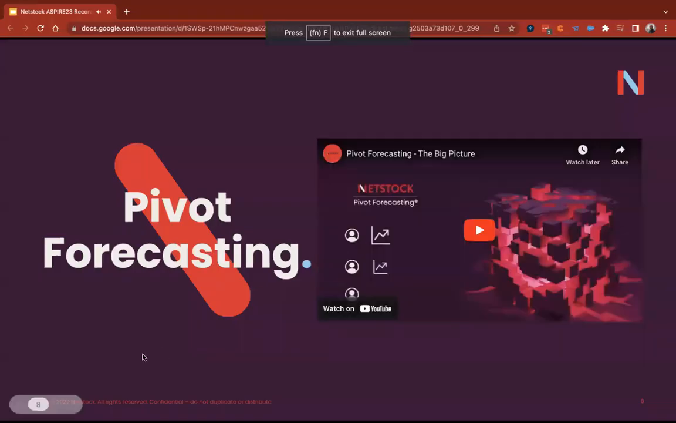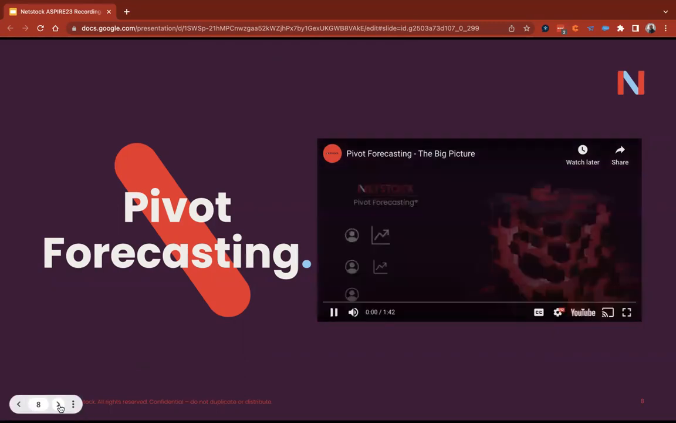Yeah, so that's pivot forecasting, and it really is incredible. Since we've released this and integrated it with Netstock, we've seen a huge uptake from our existing customer base in different industries for different reasons. It has been a great add-on to the application.